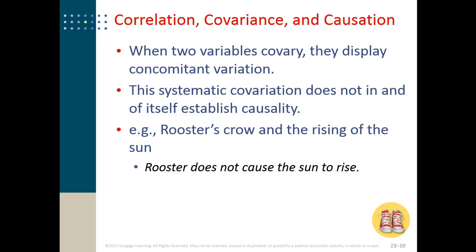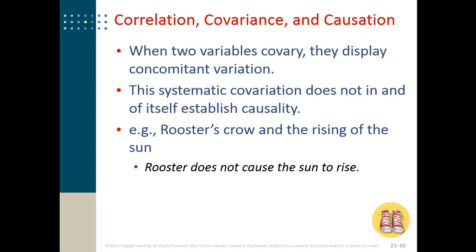Correlation, covariance, and causation. I already said that covariance measures how two variables covary. Like if one variable changes, how the other variable changes, that is covariance. The same thing is measured by correlation, but correlation is expressed in a standardized form. Whereas causation indicates that one variable causes another.